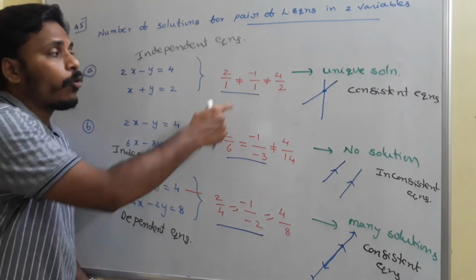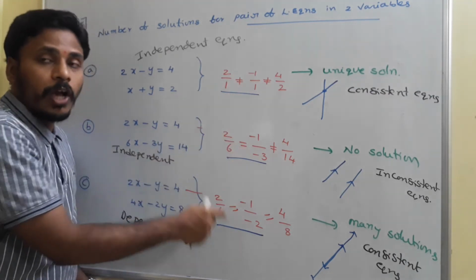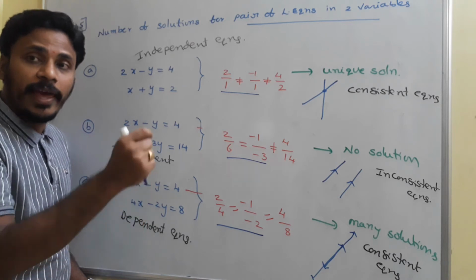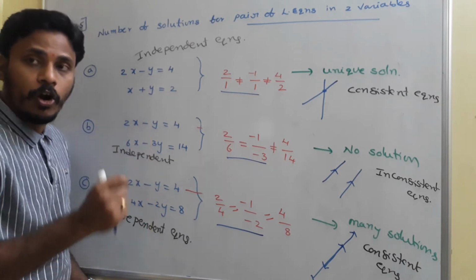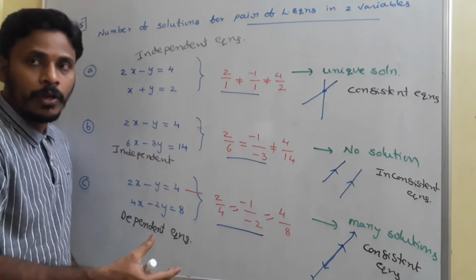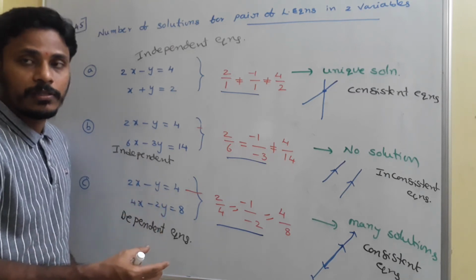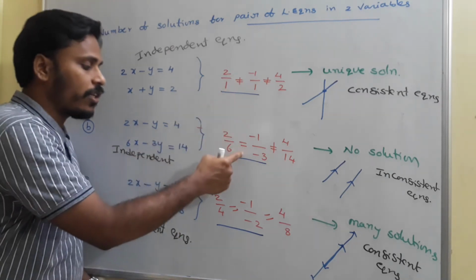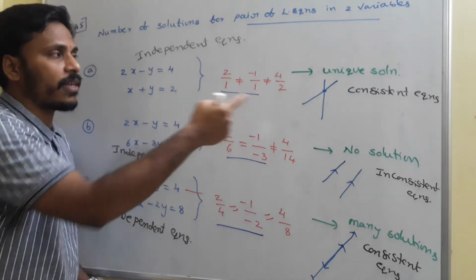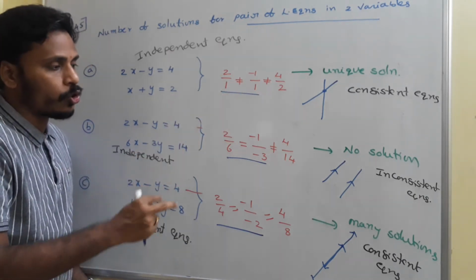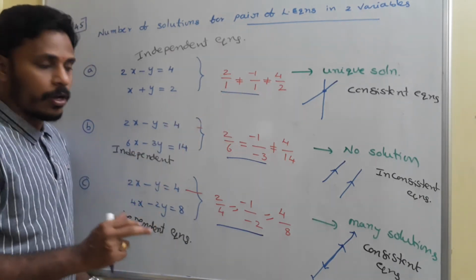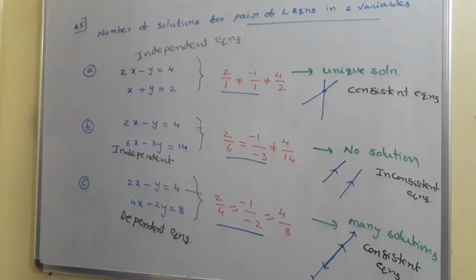And now I am going to extend this idea of checking the ratio between the x coefficients, y coefficients and constants to the general form. I will take two general equations, and then I will check these ratios, and from there I will decide about the unique solution, no solution and many solutions possibilities. Just have a look.